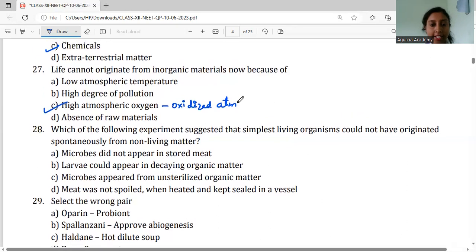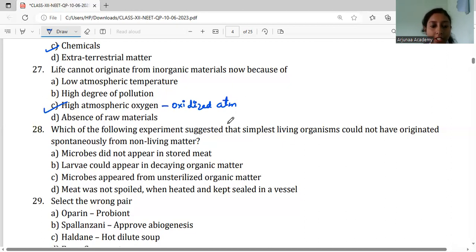Then question number 28: which of the following experiments suggests that the simplest living organisms could not originate spontaneously from non-living matter? Here they are talking about the theory of spontaneous generation. What is the theory of spontaneous generation? All of a sudden, from dead and decaying materials, living organisms will appear, right? So here they are asking which of the given options does not support this spontaneous theory. Many experiments were done to support the spontaneous theory, and also to disprove it.